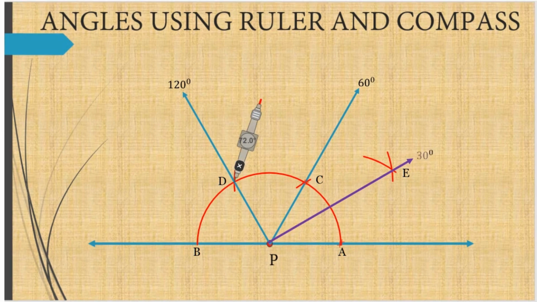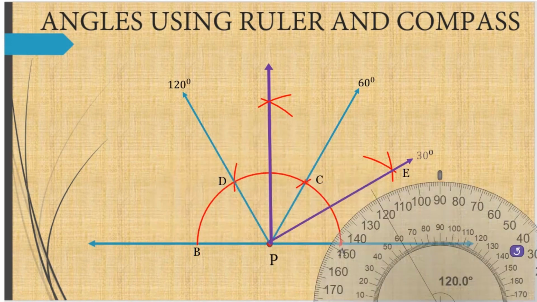Similarly, with C as center and D as center, draw another 2 arcs such that they intersect each other. Join this point to P. Now C and D are points on 60 degrees angle arm and 120 degrees angle. So CPD would be 120 minus 60, 60 degrees. When we bisect 60 degrees, it would be 30. To PC arm, we are adding 30. So this particular new one represents 90 degrees. 60 plus 30, 90 degrees.